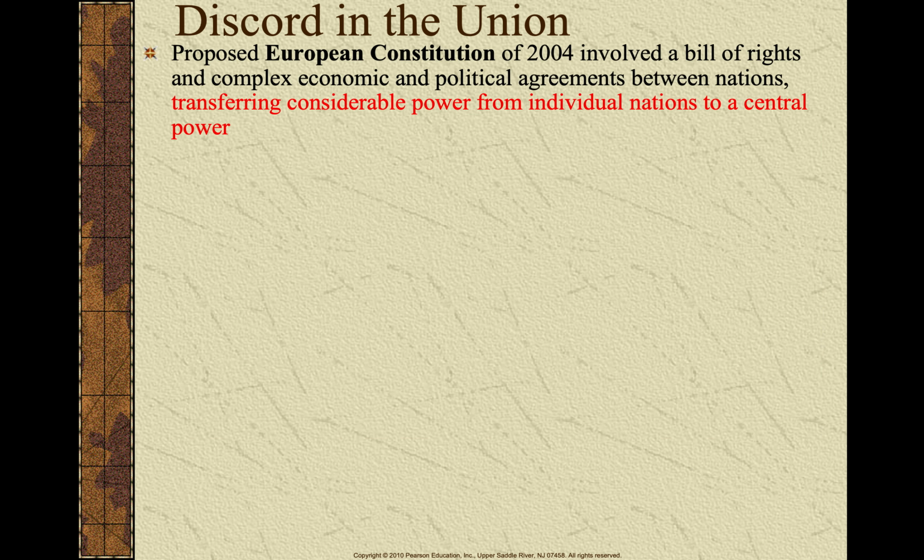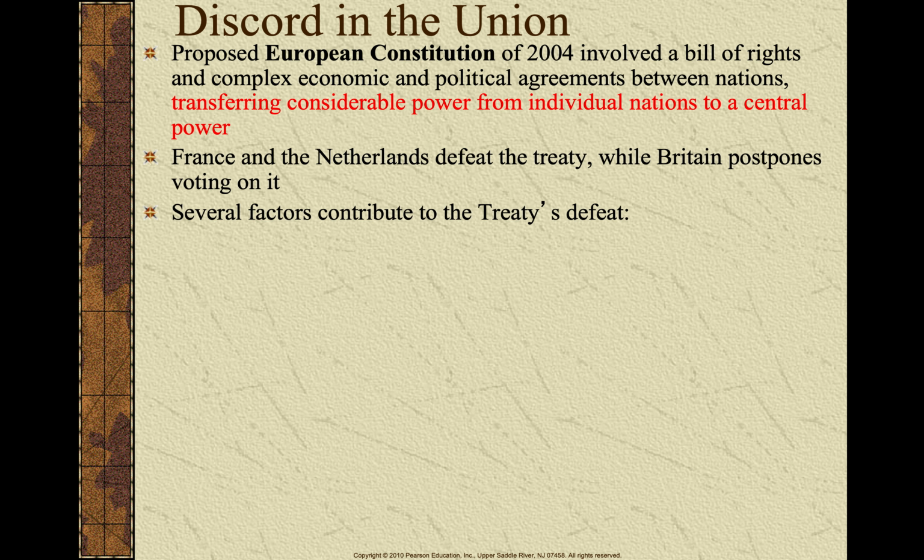All right, let's continue. Now, like I said, there's been some discord within the Union. There was a considerable debate about a European Constitution of 2004. It was going to have a Bill of Rights, and it was going to transfer a lot of power from the individual nations like Great Britain, France, Germany, Netherlands, Belgium, to a more central power, kind of like having your own federal government. And a lot of countries did not necessarily feel comfortable with that. They didn't necessarily want to become the United States of Europe. Okay, some of the governing countries still wanted some autonomy.